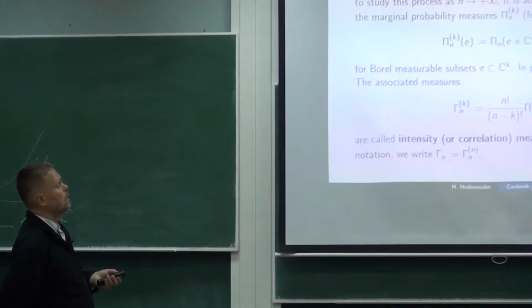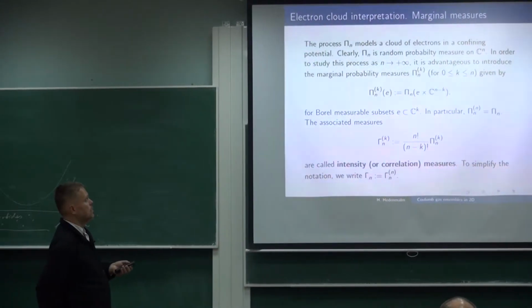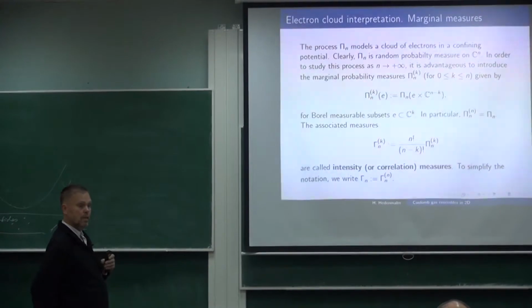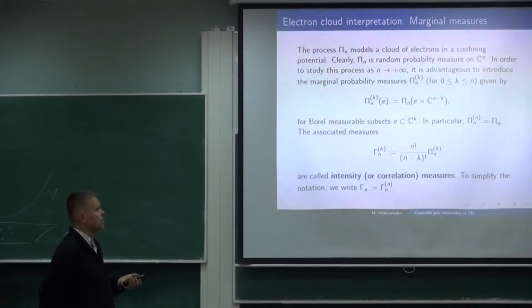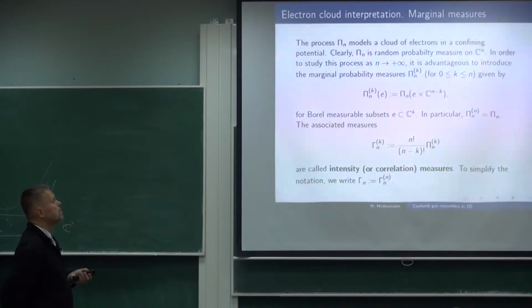So this is renormalized. Remember, this is a probability measure. So this intensity measure is not a probability measure. It generally has a total mass which is bigger than 1. It's this number which is the total mass. And you can see it's related to combinatorial considerations.